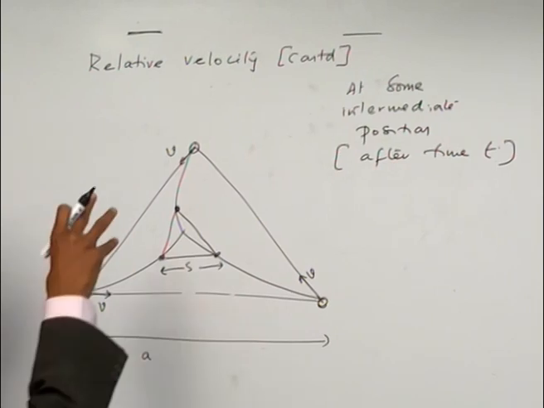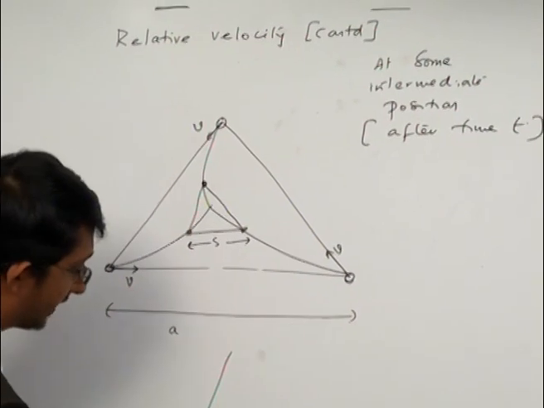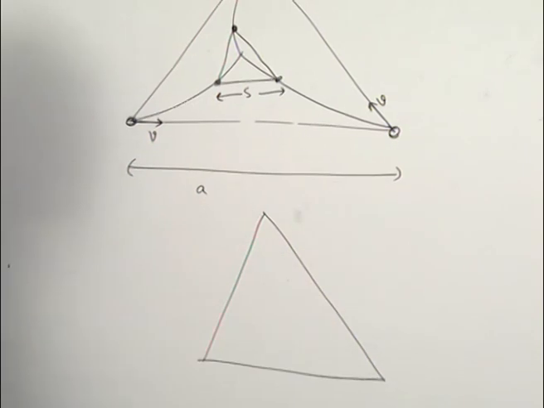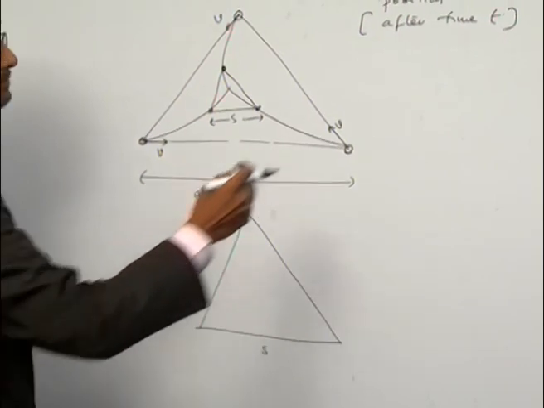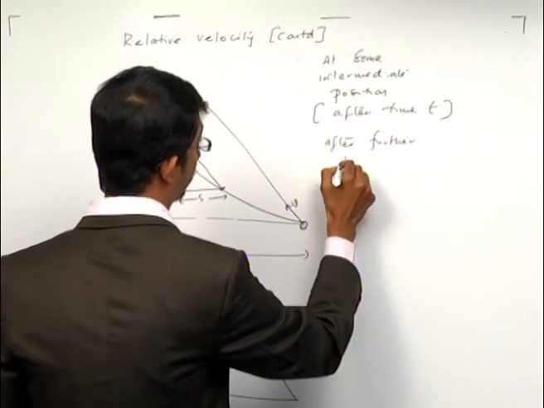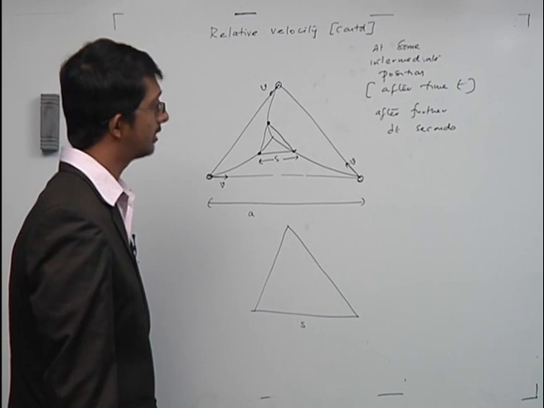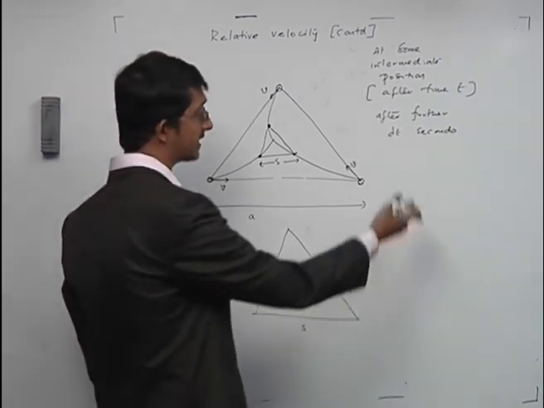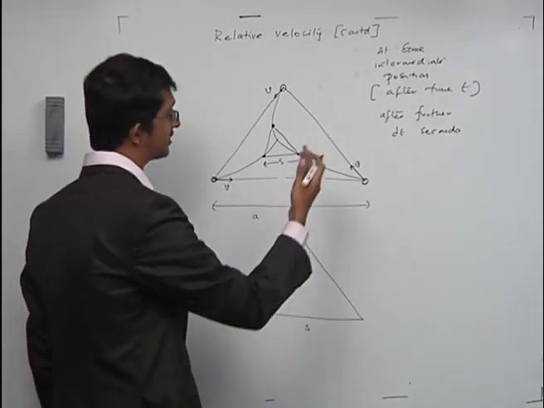Now let's see this using a magnifying glass. This separation which I am showing here, I will magnify it for the purpose of illustration. So I am drawing this triangle as a bigger one to magnify the view. The separation is S. Now this is at some time t. After further dt seconds, here dt is an infinitesimal. Its value is 0. After an infinitesimal time, these particles would have changed their position.